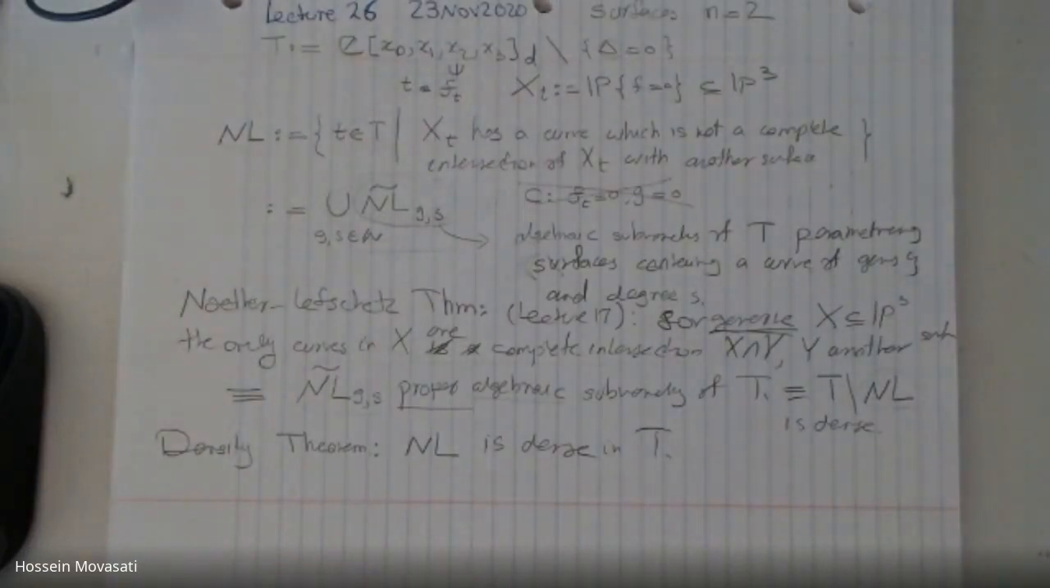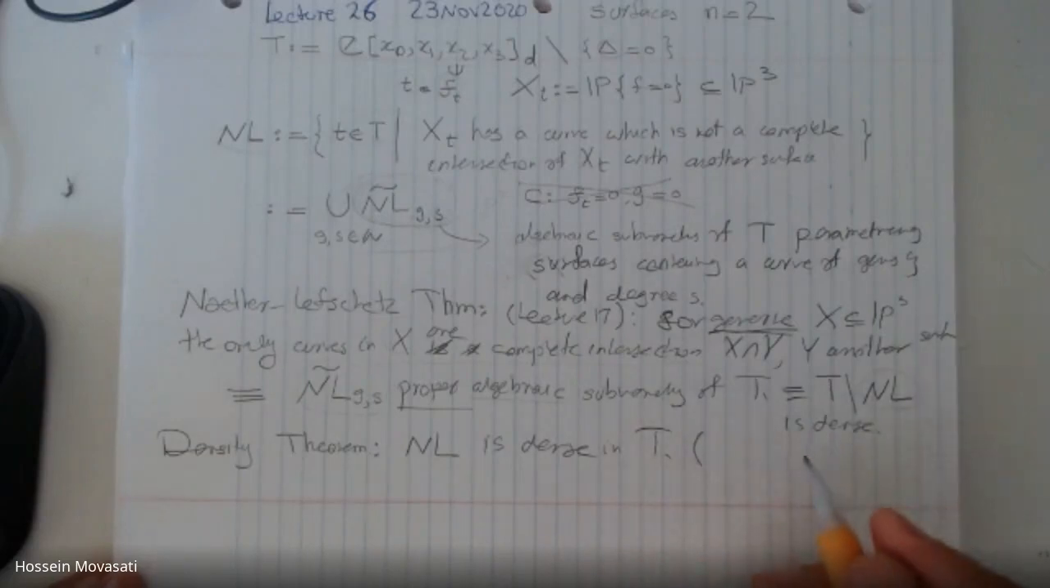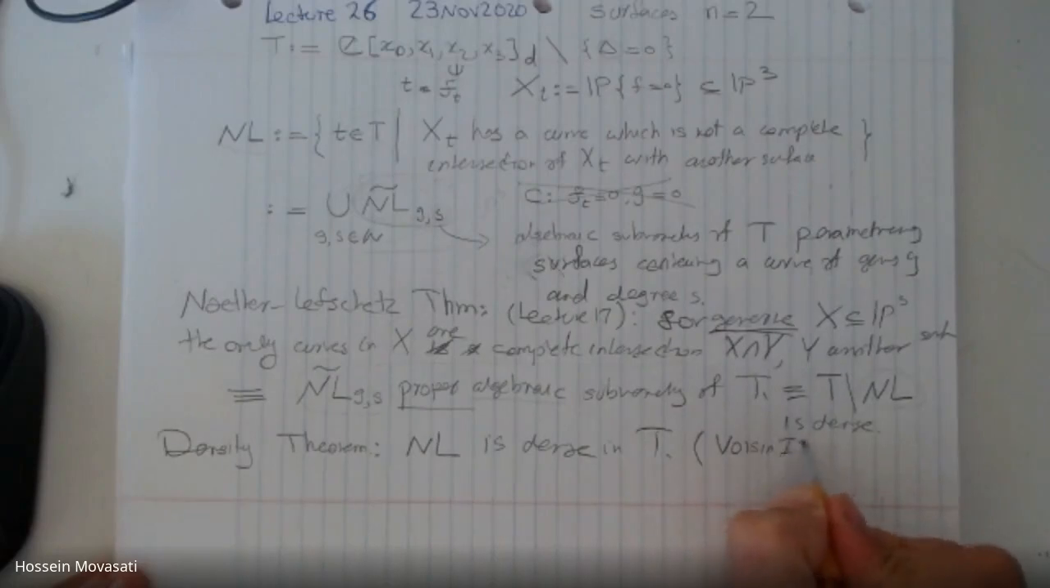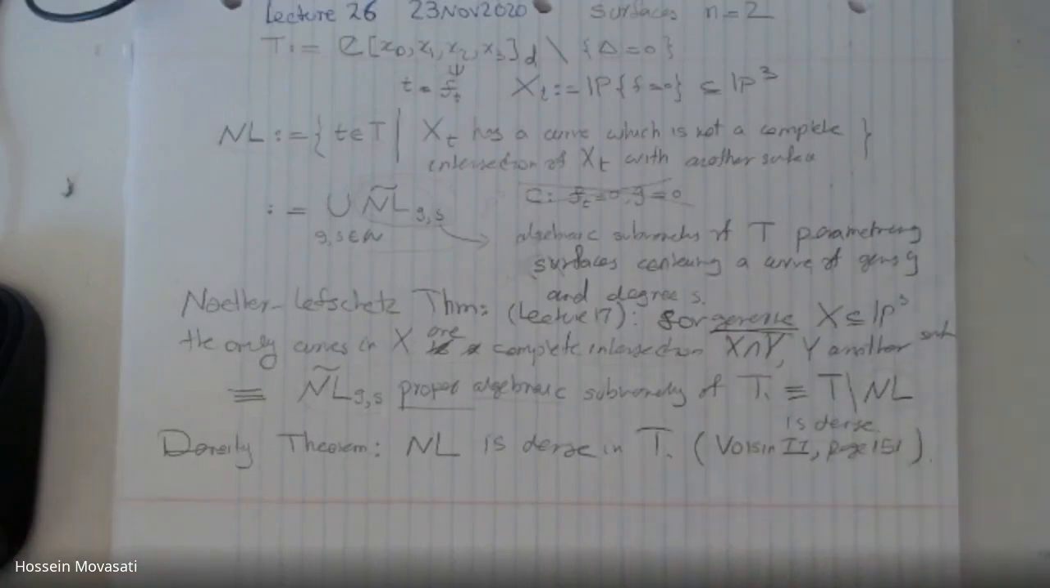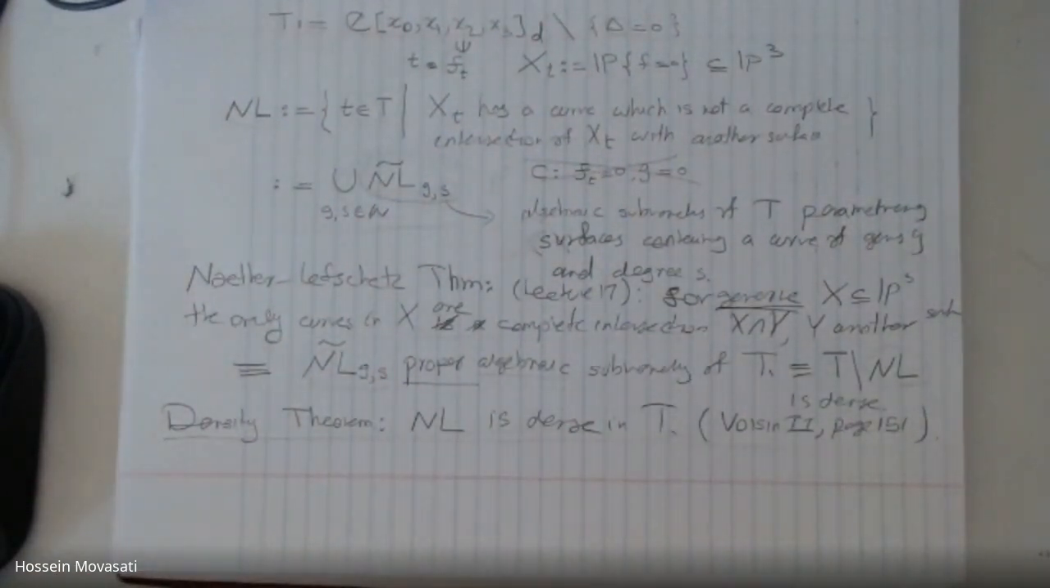And actually, these are kind of historical terms, but if you want to have a look at Voisin's second book, page 151, well, there is a proof there, but I will try to study this density theorem from the point of view of perturbing the Fermat variety. So today our goal is a little bit to understand this density theorem.